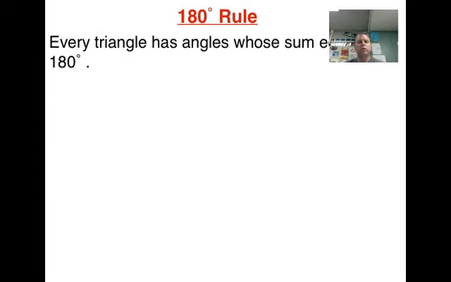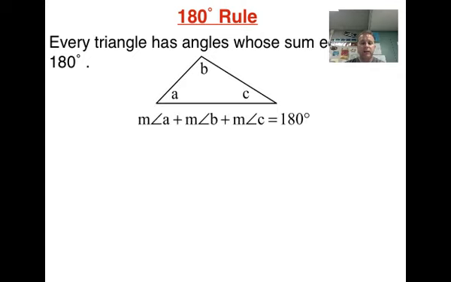Our 180 degree rule, every triangle has angles whose sum equals 180 degrees. So when you add up the angles for a triangle, they always add up to 180 degrees, which can be helpful if you know 2 of them. So if I have angles A, B, C, the measure of angle A plus the measure of angle B plus the measure of angle C equals 180 degrees.